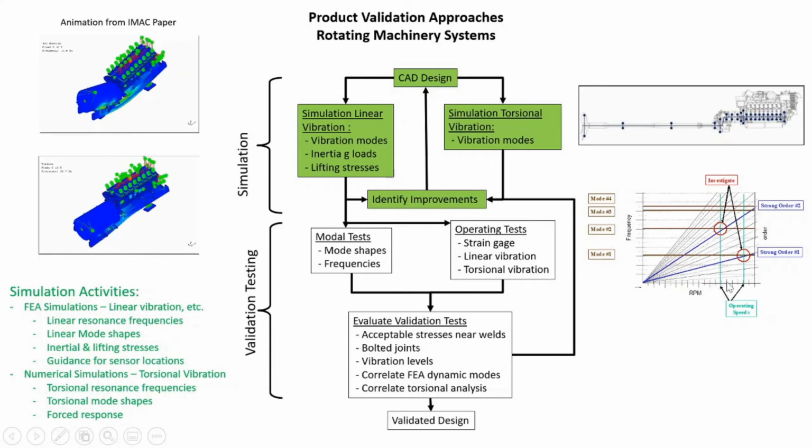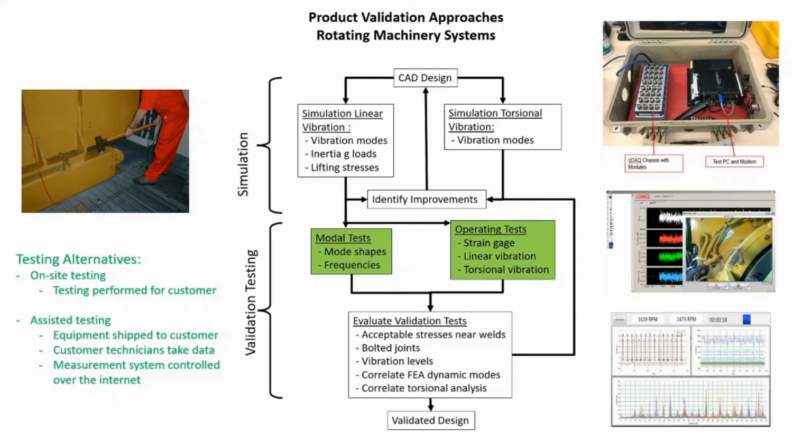So by looking at these interference diagrams, the results of the torsional and linear vibration analysis, we can identify improvements simply based on trying to move resonant frequencies and mode shapes away from strong forcing functions.